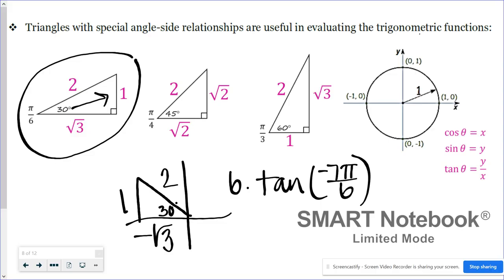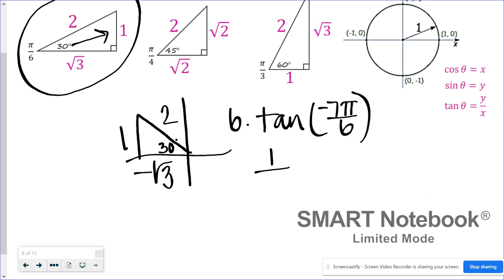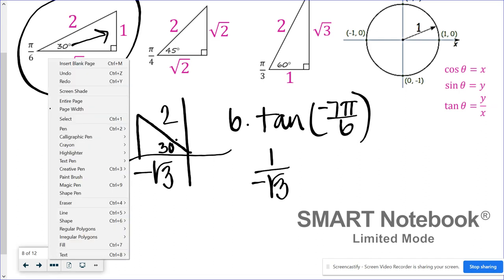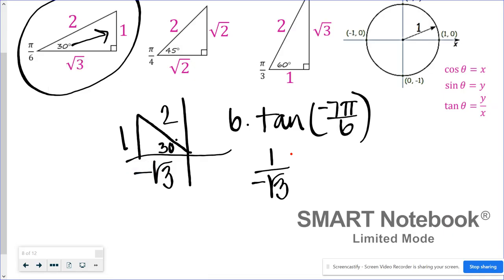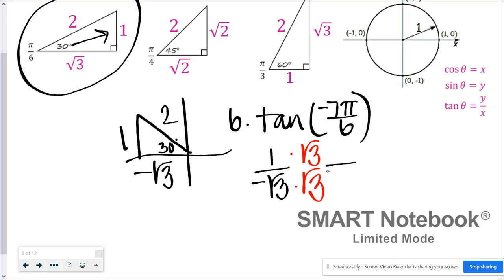And so all that's left now is to write down what is tangent. And tangent's the opposite over the adjacent. So tangent would be 1 over negative square root of 3. And then we'd have to rationalize it. So we'd multiply the top and the bottom by the square root of 3. And then finally, we can say what tangent of -7 pi over 6 is. And it's negative square root of 3 over 3. That's the exact value of our trig function.